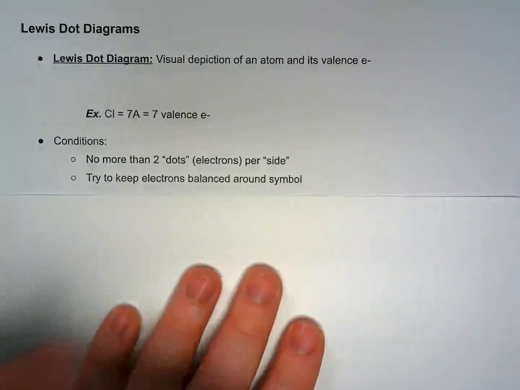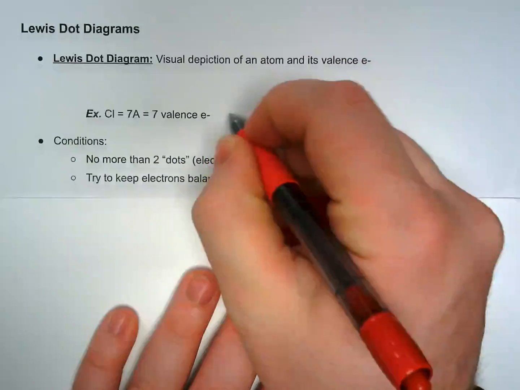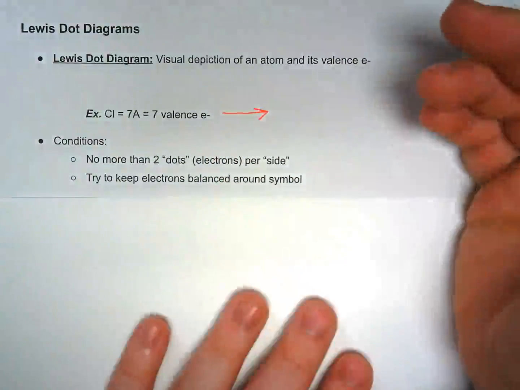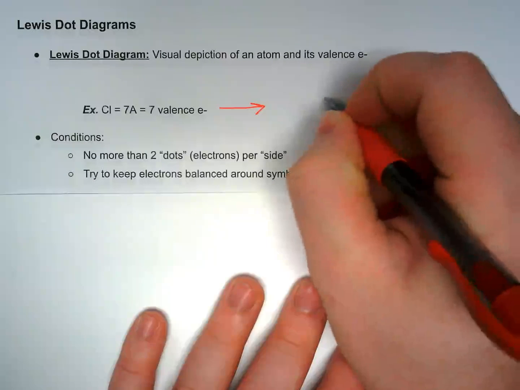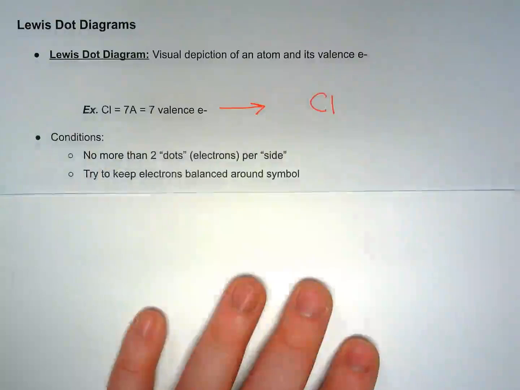Now, how do we do that? Well, let's just start off real quick on showing how we do this. When we're showing Lewis dot diagrams, we use the chemical symbols. So we'll put Cl.